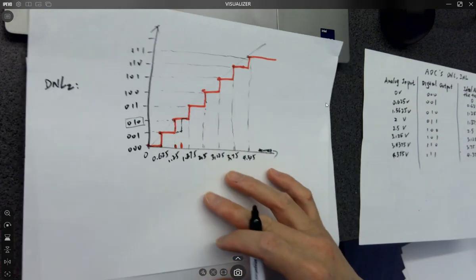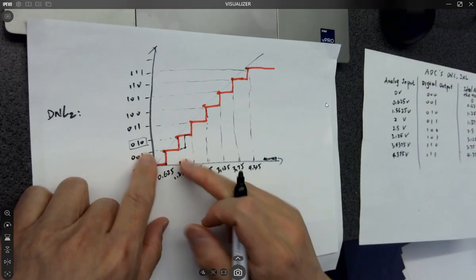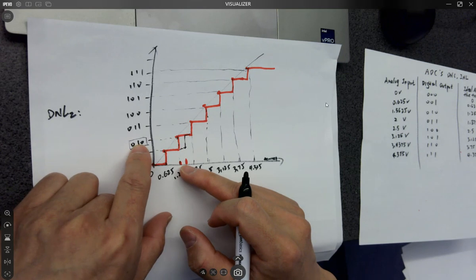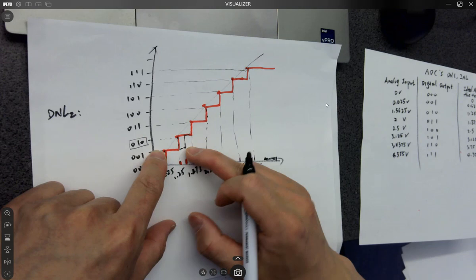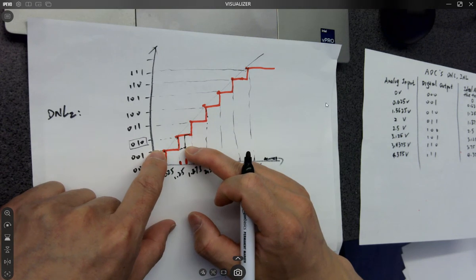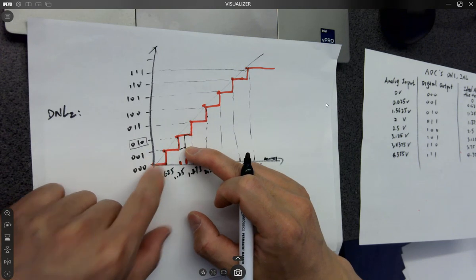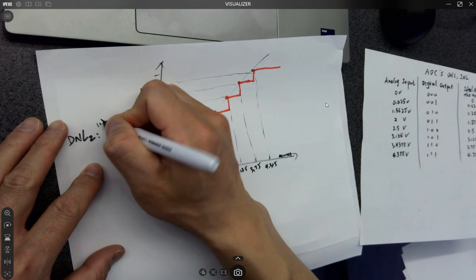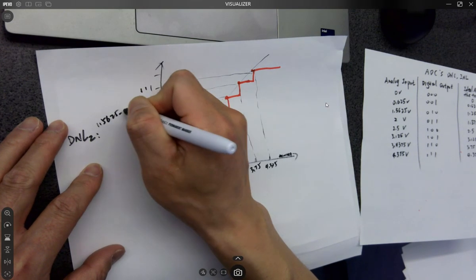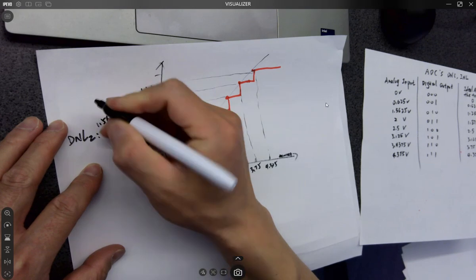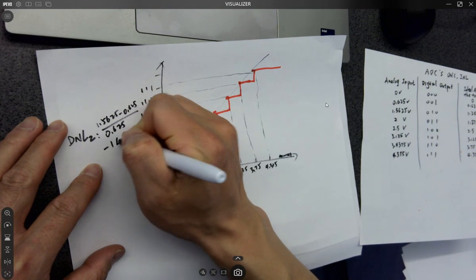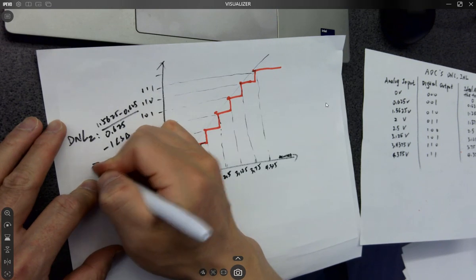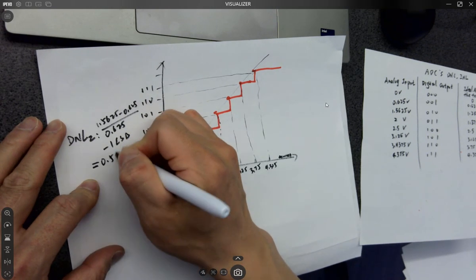So DNL2 is, because this is number 2, okay? That's why it's a DNL2. DNL2 has a step size, real step size, from 1.5625 minus 0.625, divided by 0.625 and minus 1 LSB. So that is 0.5 LSB.